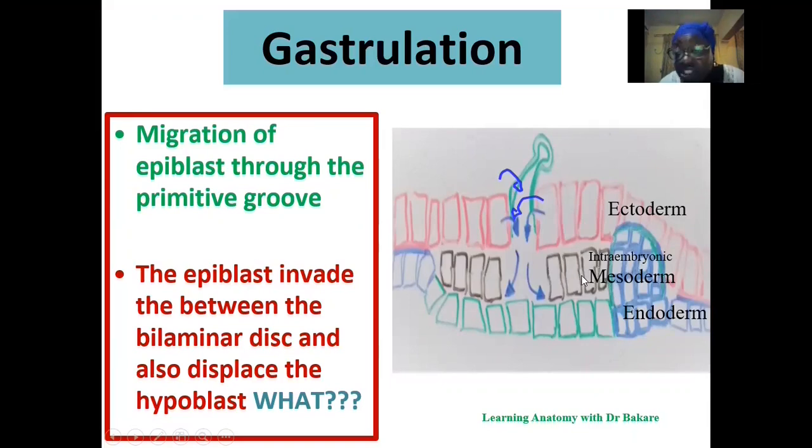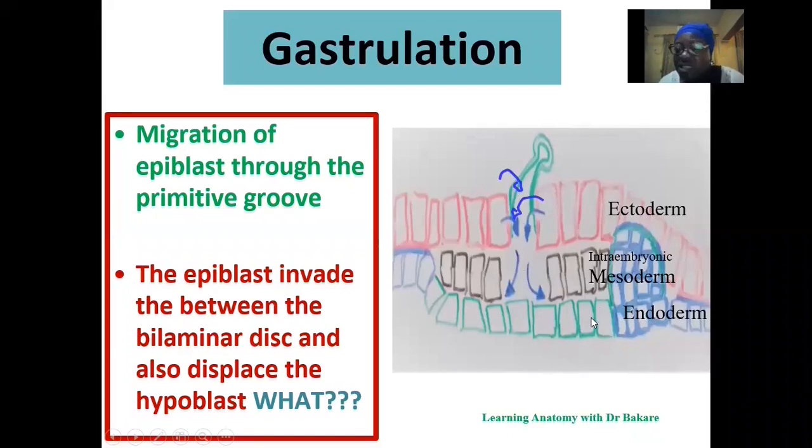At this region, they are specifically referred to as the intraembryonic mesoderm. Remember, we have an extraembryonic mesoderm, which is the mesoderm that is created outside the developing embryo. But because this is created within the embryo, we will now refer to it as the intraembryonic mesoderm. So we have the mesoderm sandwiched between the epiblast and the hypoblast. These cells also further move and they now displace the hypoblast.